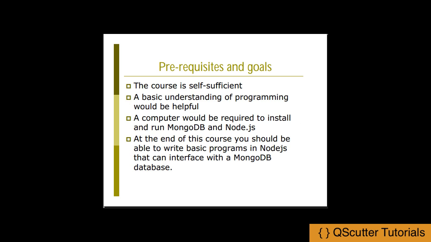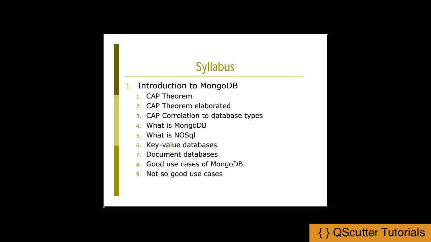Prerequisites and goals. The course is self-sufficient. A basic understanding of programming would be helpful. A computer would be required to install and run MongoDB and Node.js. At the end of this course, you should be able to write basic programs in Node.js that can interface with a MongoDB database. Now coming to the syllabus, part 1 is the introduction to MongoDB covering the CAP theorem.